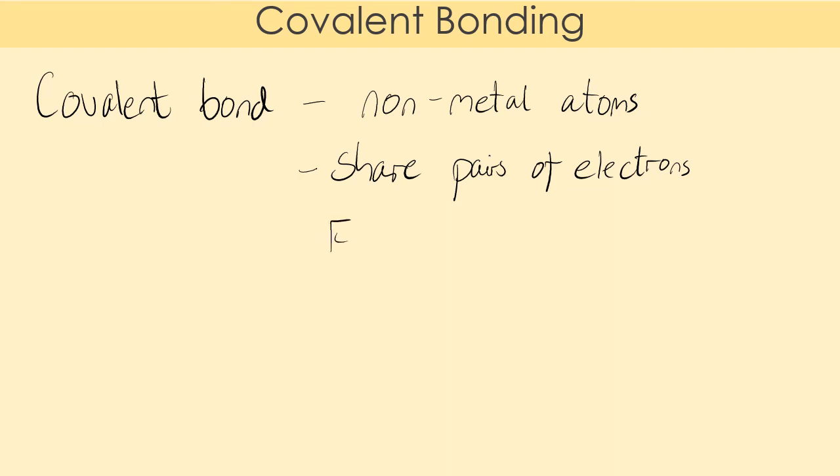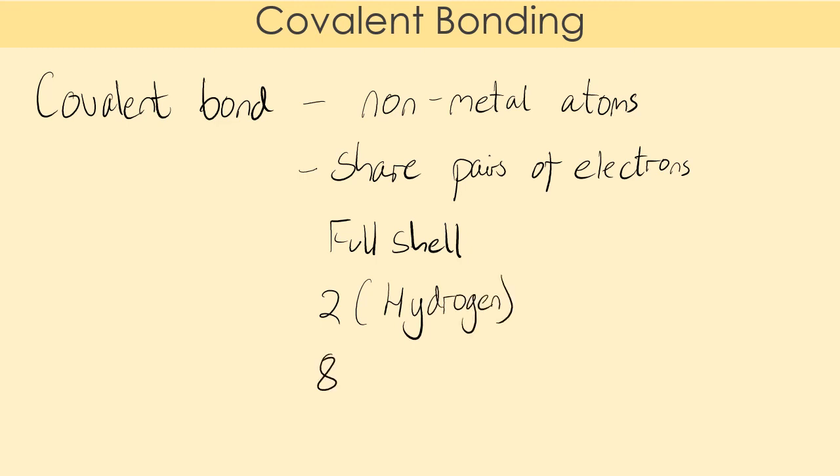So we need a full shell. And that is either going to be 2, just for hydrogen though, or 8 electrons for all other non-metals. Follow the steps. You can rewind the video to look at them. Follow the steps at doing it and you will do fine.